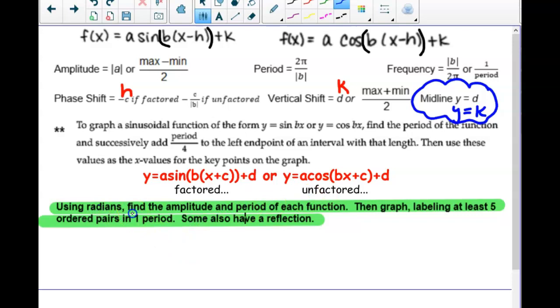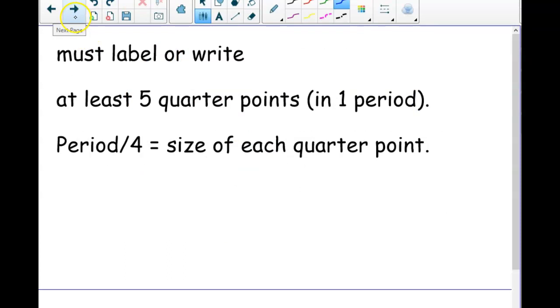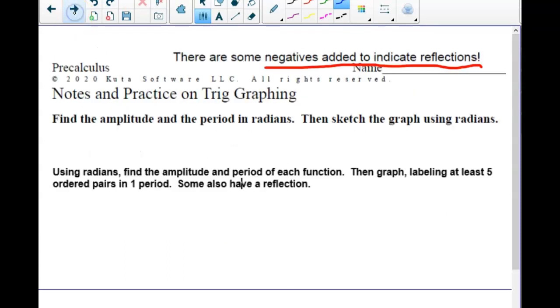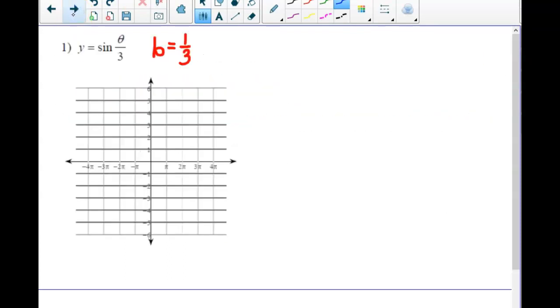Okay, it says using radians. This is what you are required to do when you graph these. Find the amplitude and period for each function, then graph labeling at least 5 ordered pairs called the quarter points. And they have to be exact values, okay? So your homework is actually to do some Delta Math. Let me just talk you through. I won't even graph this because I don't think you have to do these in Delta Math tonight, but does everybody see that the b here would be 1/3?